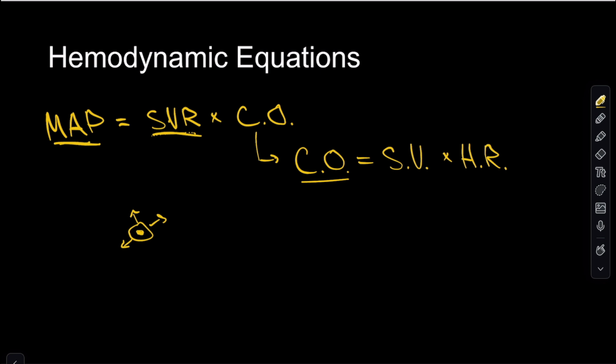Or if you have a reduction in cardiac output, that would also reduce your mean arterial pressure because these are directly related to each other. And then you have to ask yourself, okay, why do you have a reduction in cardiac output? Do they have a low heart rate? So are they bradycardic? And they're just not beating enough times per minute to pump enough blood through their vascular system to maintain an appropriate mean arterial pressure?